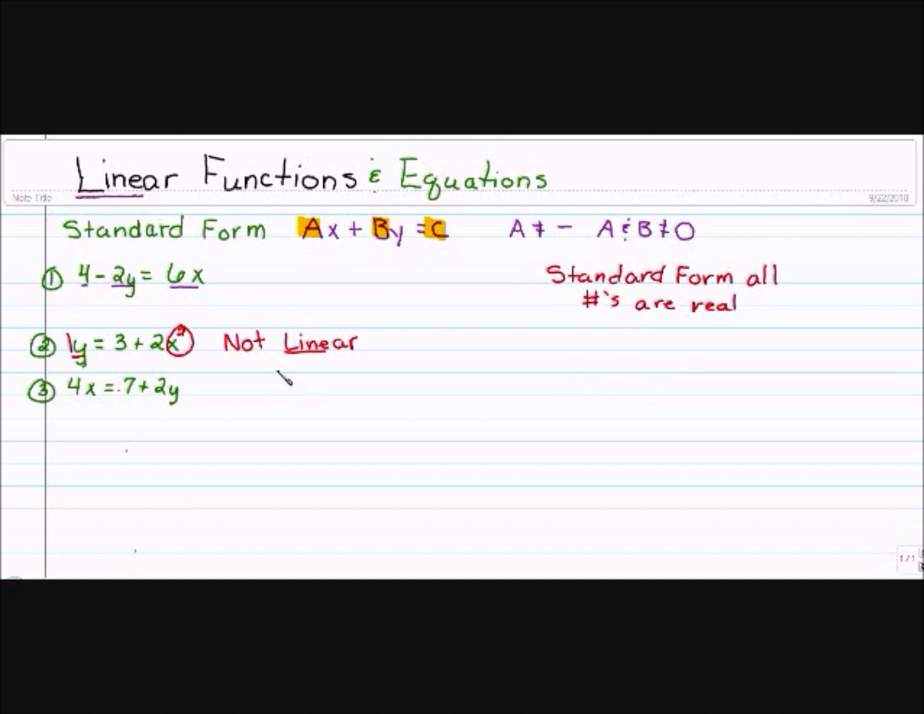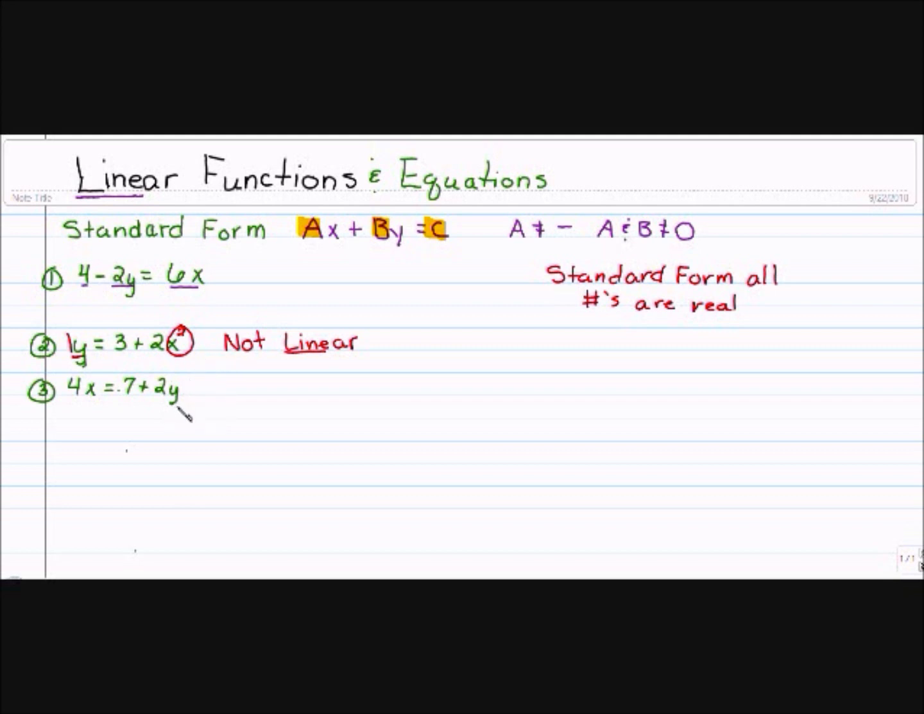Okay, so let's look at number 3. I have an x. I have a 7, which is a number by itself, and I have a y. No exponents. Technically, they have exponents of 1, but then again, the 1's not shown.